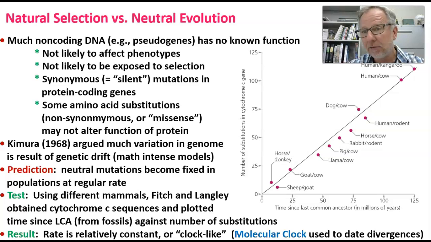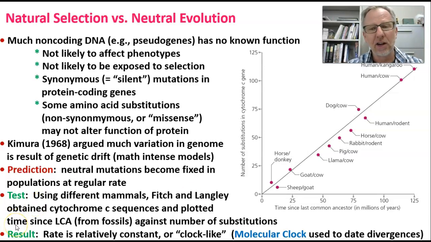What you can see in the graph on this slide is it's pretty remarkable how linear it is. The number of substitutions in the cytochrome C gene has been relatively clock-like and constant over time when plotted against how long ago common ancestors were shared according to the fossil record. And this relatively constant rate of genetic change that's presumably due to neutral variation is referred to as a molecular clock, and it's used to date how long ago lineages split from common ancestors.